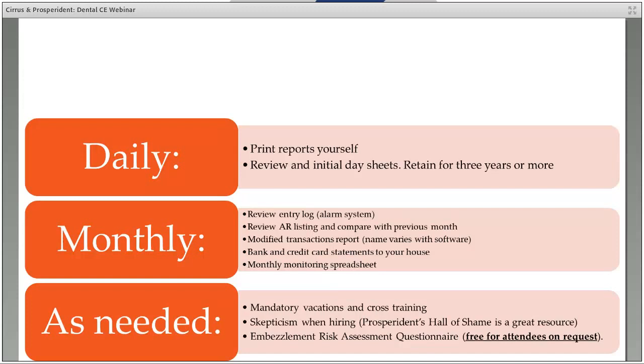Next thing, review your accounts receivable listing, and here's the important part. Pull out last month's listing and put them side by side and compare them. One of the characteristics of embezzlement sometimes is that accounts don't age properly. In other words, something will keep showing up in the 30-day column month after month, even though it's not being paid. And if you look at the two receivables lists side by side, you'll spot that.